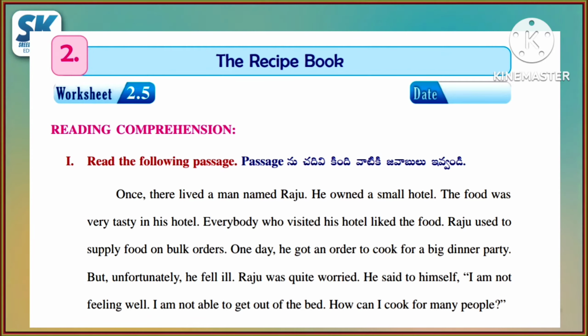One day he got an order to cook for a big dinner party, but unfortunately fell ill. Raju was quite worried. He said to himself, "I'm not feeling well. I'm not able to get out of the bed. How can I cook for many people?"